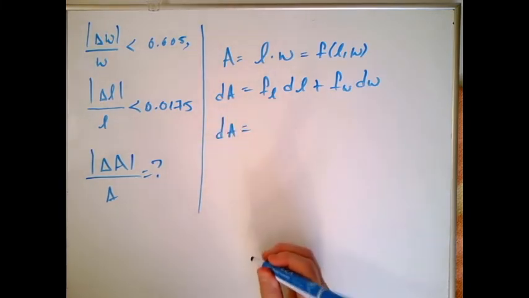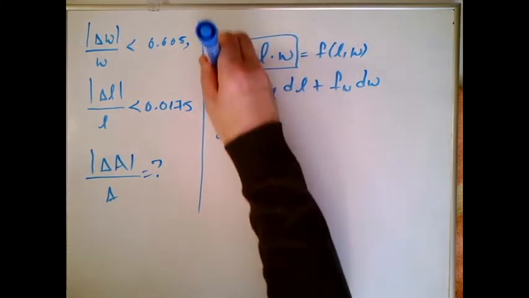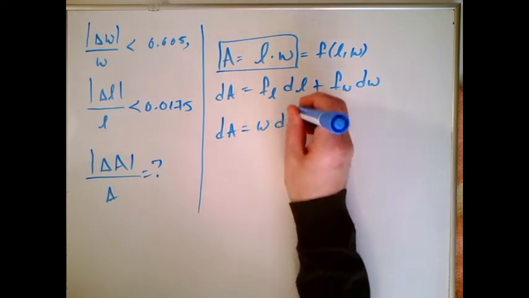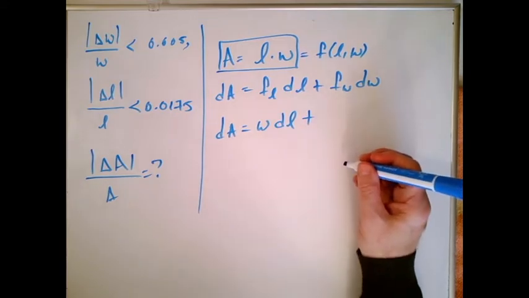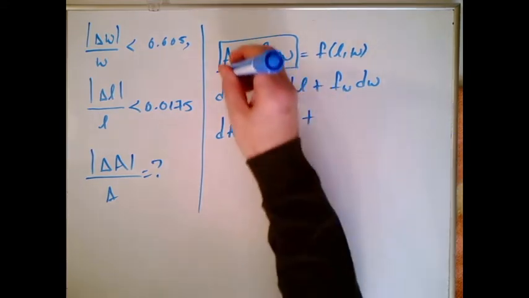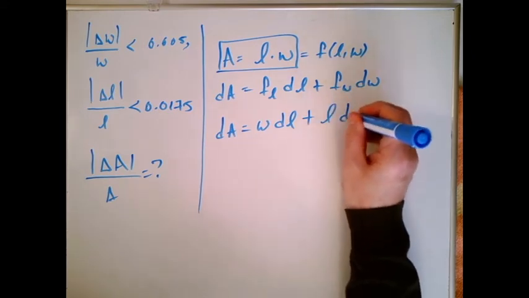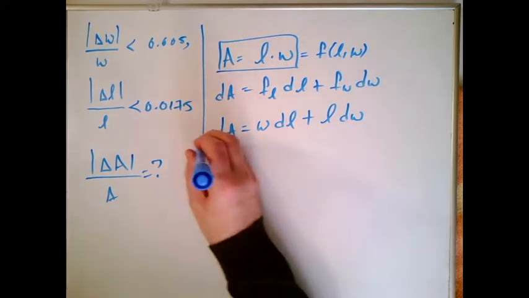What is F_L? Well, it's the partial derivative of our formula with respect to L. Well, that's just W, so I write down W, and then I write down dL. We'll interpret that in a minute. Then I'm supposed to write down F_W. What is F_W? It's just the partial derivative of our area formula with respect to W. That's just L. And then I'll write dW, like I'm supposed to.